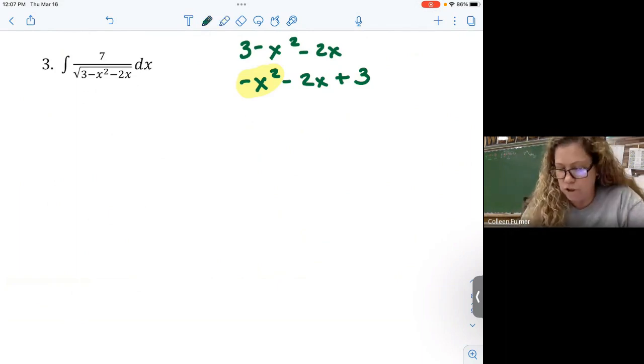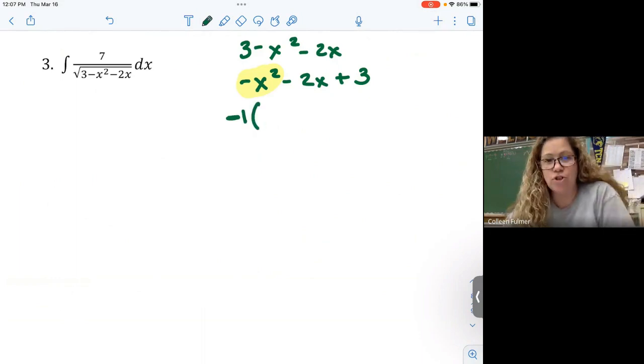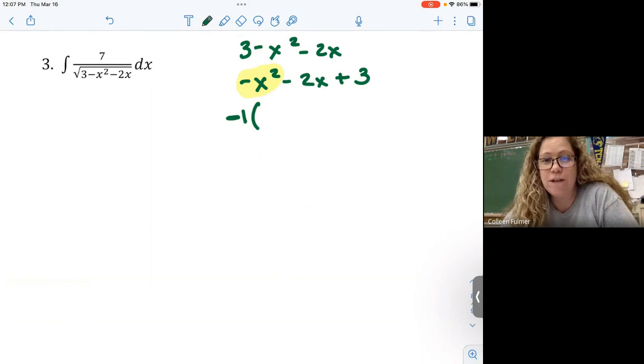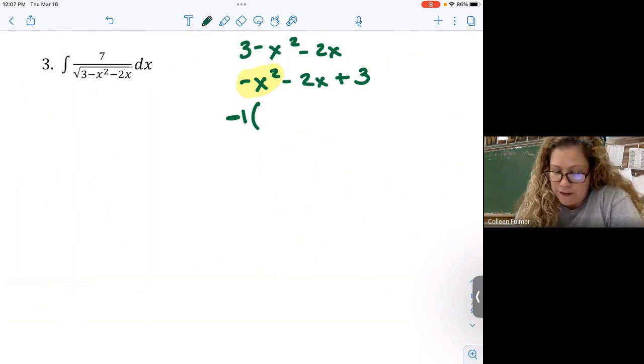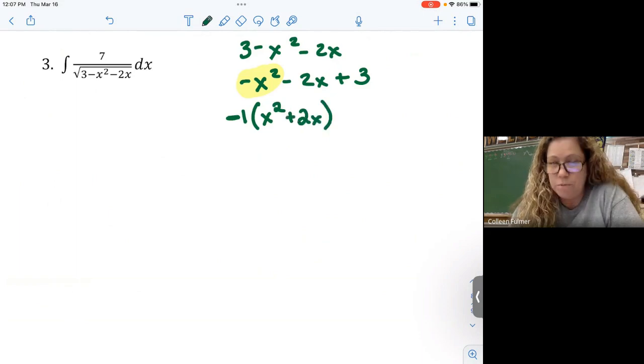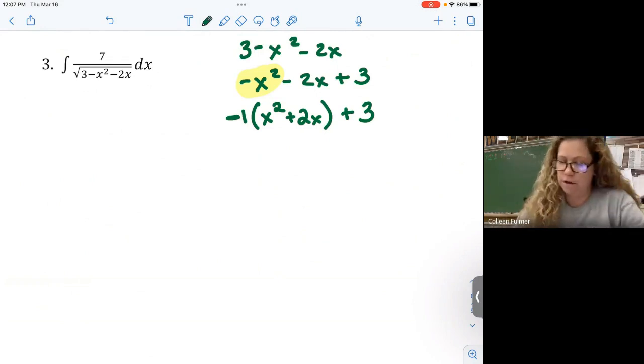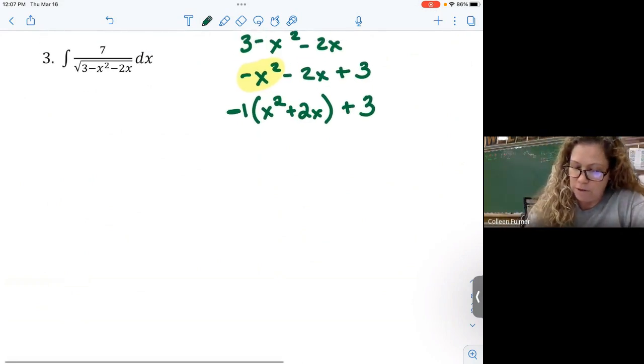So we have to factor a negative 1 out of the first two terms, just the first two terms. Don't worry about that 3; we're going to leave it on the end there. If I factor out the negative 1, I get x squared plus 2x. I close my grouping symbol, and I still have that plus 3 on the end. Now I'm going to complete the square just like I normally do. But again, there is a little trick in there, and we'll talk about that as we get closer to it.